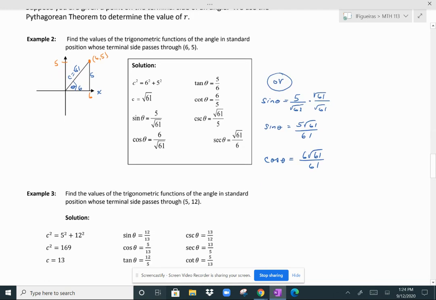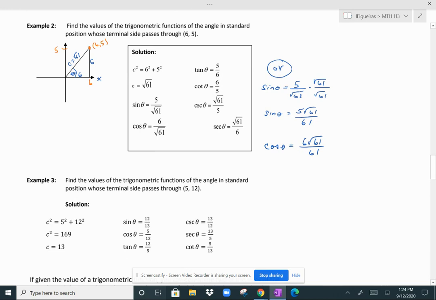So here's another example. Find the values of the trigonometric functions of the angle in standard position whose terminal side goes through 5, 12. So just like the last example, I have to figure out what my hypotenuse is. 5 and 12 are the lengths of the adjacent and opposite legs. So this would be adjacent because that's the movement along the x-axis. And this would be the value for the opposite leg. So you plug that into the Pythagorean Theorem. This time your hypotenuse works out to be a whole number. It's 13. So remember, this is the hypotenuse.